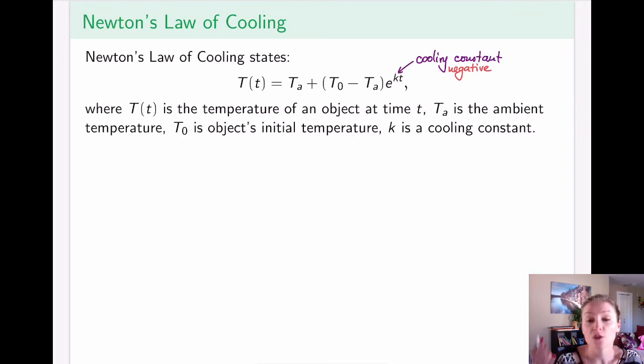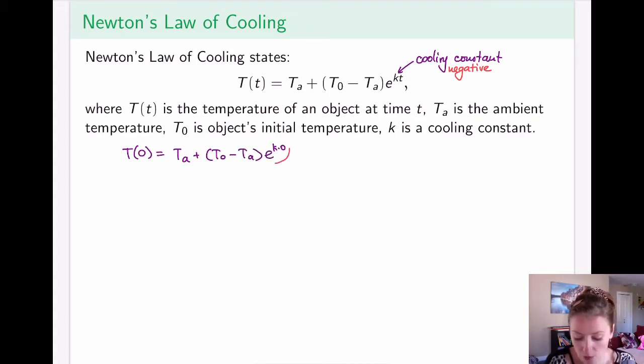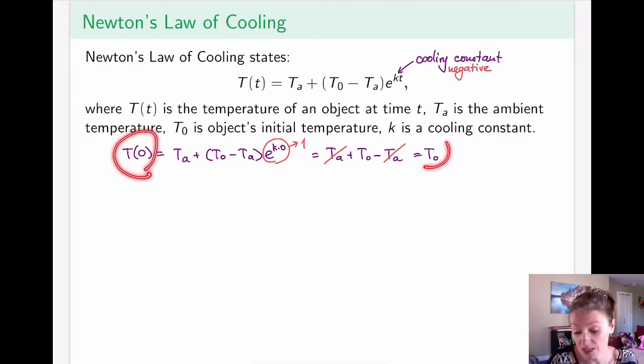Let's consider, first of all, the general setup. Let's think about what actually happens at time equals 0. If I plug in t equals 0 into here, what am I going to get? I'm going to get Ta plus (T naught minus Ta) e to the power k times 0. Now, of course, anything to the power 0 is just 1. So overall, I have Ta plus T naught minus Ta. Then the two Ta's will cancel, and I'm going to get T naught, which means that the notation is reasonable. The temperature at time 0 is in fact T naught.